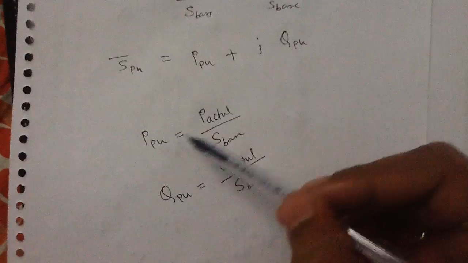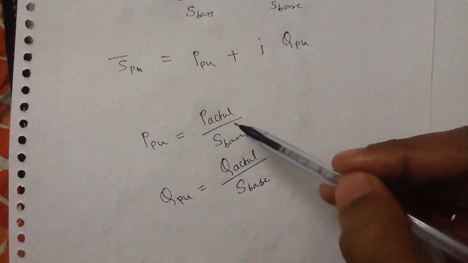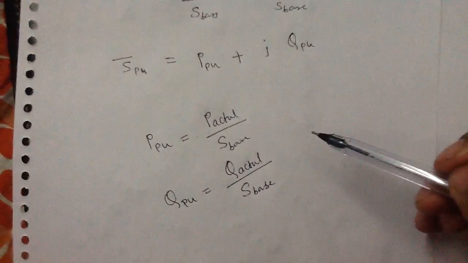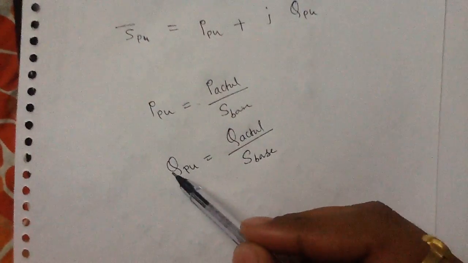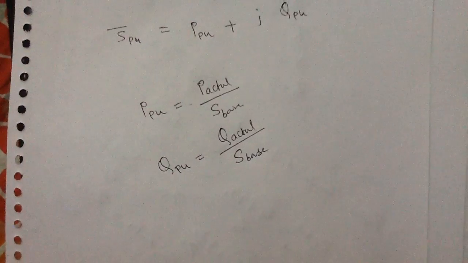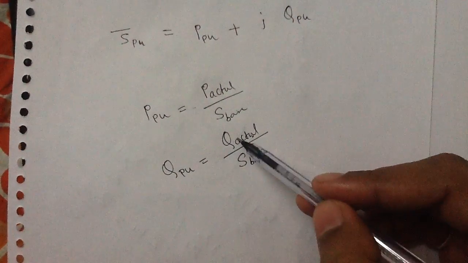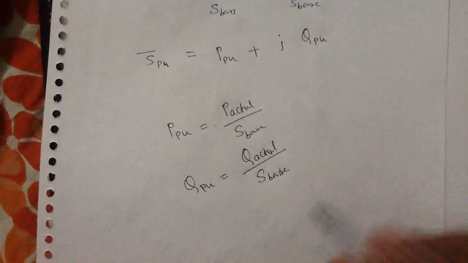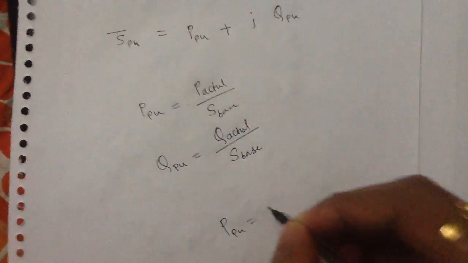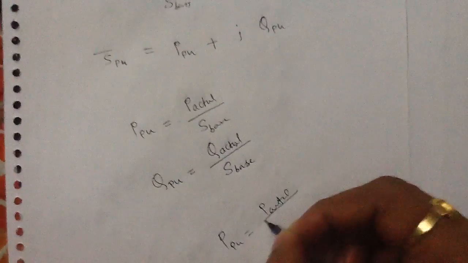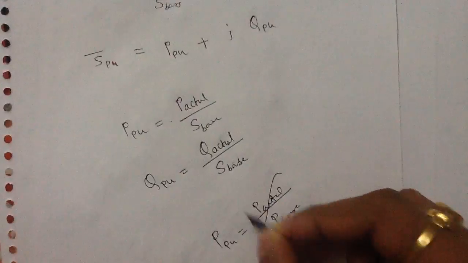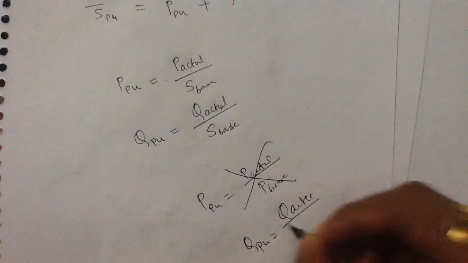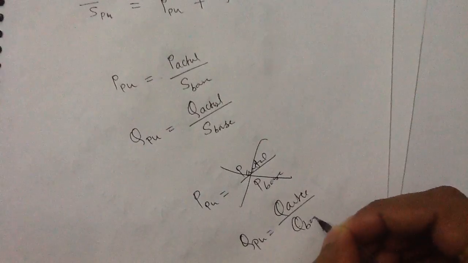per unit real power equals the actual value of the real power divided by the base value of the apparent power, and the per unit value of the reactive power equals the actual value of the reactive power divided by S base. Please do not write P per unit equals P actual divided by P base. It will be wrong. And if you are writing Q per unit equals Q actual divided by Q base, it will be wrong.